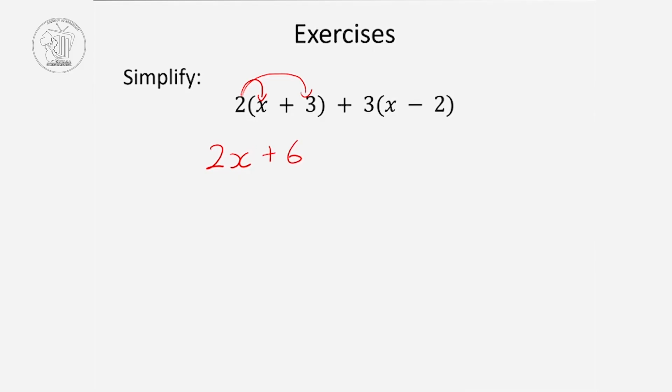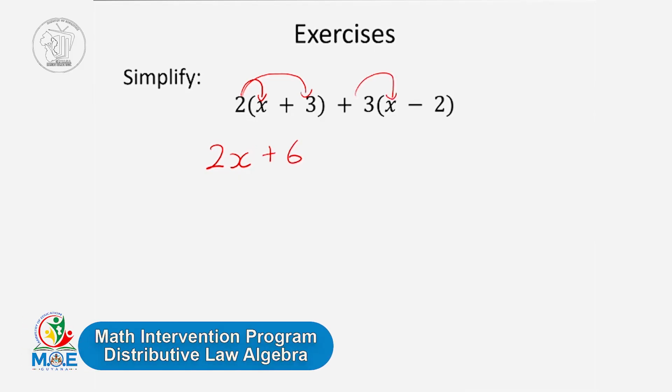Then I distribute the 3. So 3 times x will give me plus 3x. And positive 3 times negative 2 would give me a negative 6. Positive times the negative would give me a negative. 3 times 2 is 6.